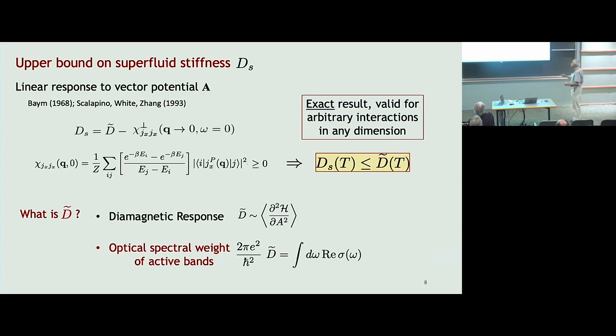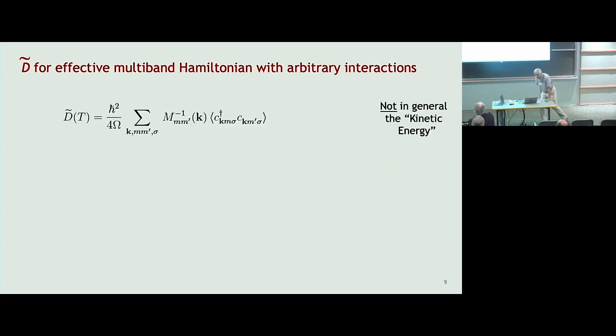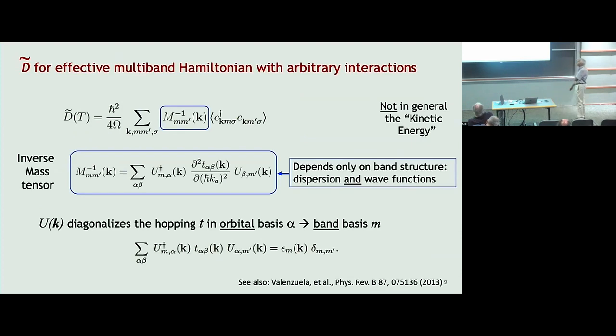So for the bands that I have chosen, I've put the limits here, so I can write 0 to infinity, but infinity actually means that I'm just computing the spectral weight of those bands. Okay, and now what is this object for an arbitrary interacting multiband system? The answer is, for parabolic bands, it was density divided by mass. Now the mass is some mass matrix in band space, and the density is some density matrix. The nice thing about this is it may look complicated, but it's a rather simple object. This inverse mass tensor depends only on the band structure.